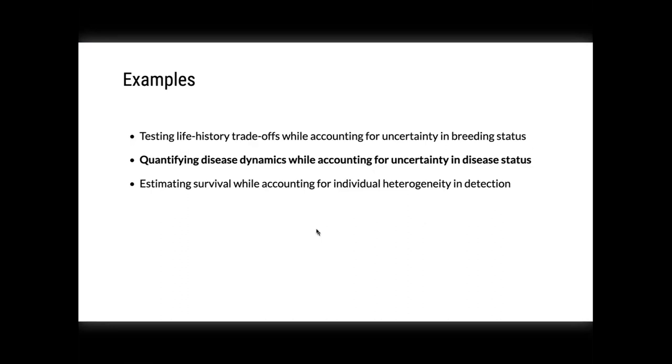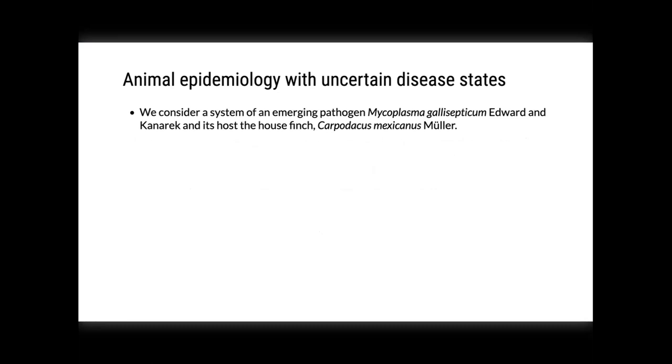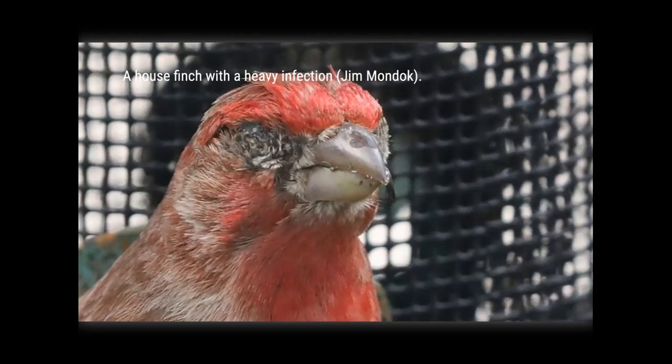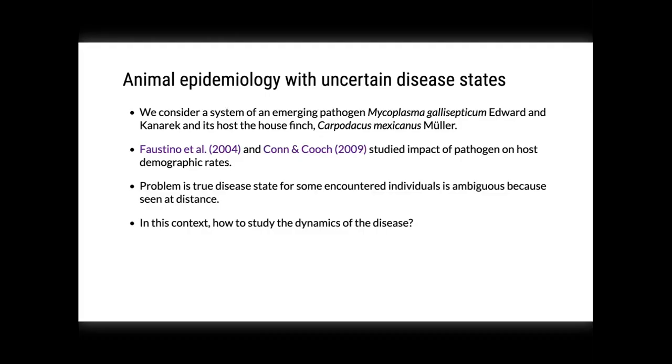So we consider a system of an emerging pathogen, Mycoplasma gallisepticum, and its host, the house finch, Carpodacus mexicanus. That's a house finch with a heavy infection. There have been some studies on the impact of the pathogen on host demographic rates by those folks here. The problem is that the true disease state for some encountered individuals is not known with certainty because we see them from a distance. So in this context, how to study the dynamics of the disease, the probability of moving from sick to non-sick individuals? So that's exactly the breeding, non-breeding states. And the uncertainty is that for some individuals, we don't know the status because they are seen from a distance.